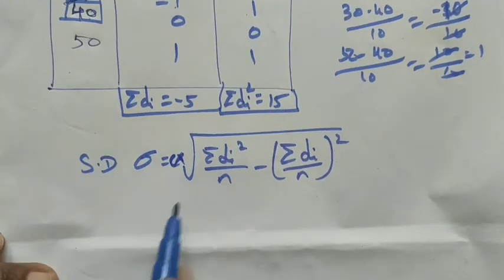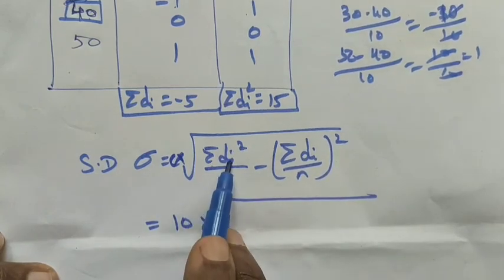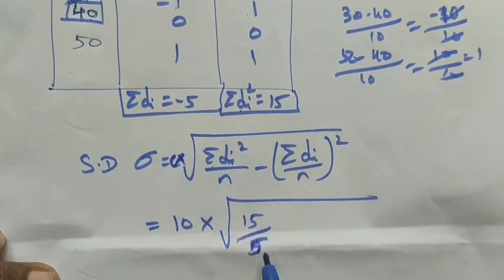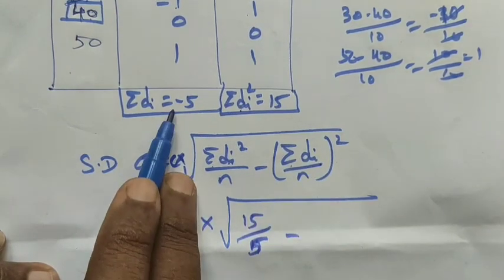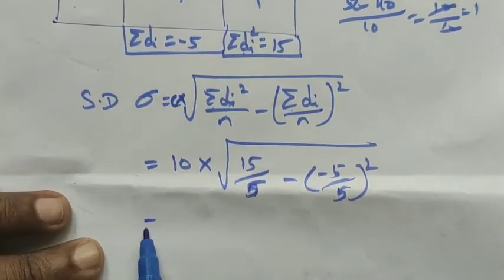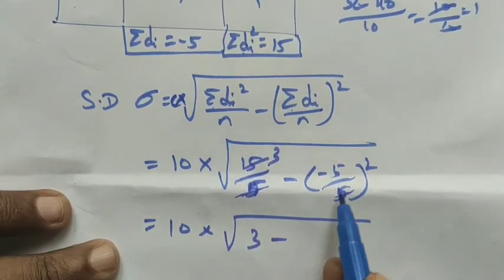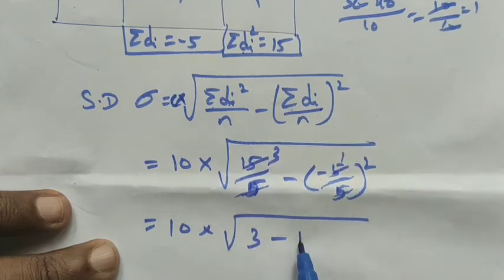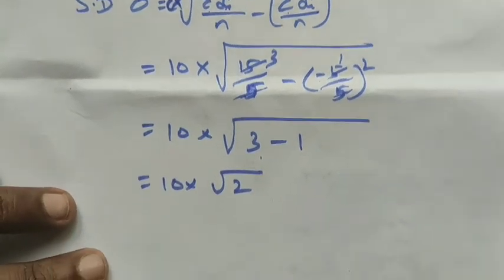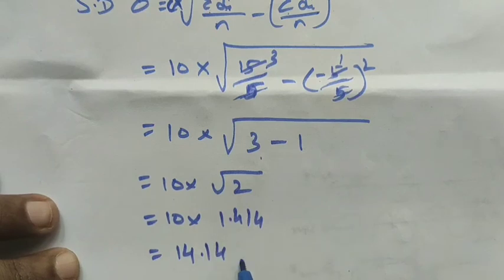So for step deviation, this is the formula. The value of sigma is equal to 10 into root of summation di square divided by n. Di square is 15 divided by n, which is 5, minus summation di, which is minus 5, divided by 5 whole square. Now 10 into root of, if you divide we get 3, minus, if you divide we get 1, 1 square is nothing but 1. So when we subtract we get 10 into root 2, and we know that root 2 is 1.414. So we get 14.14.